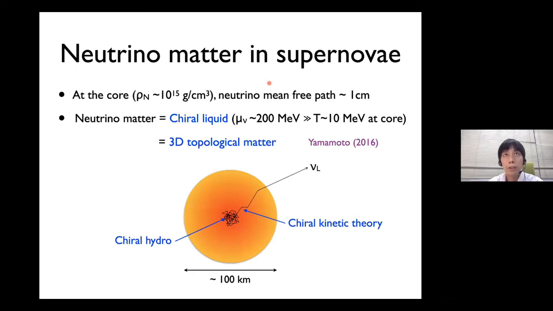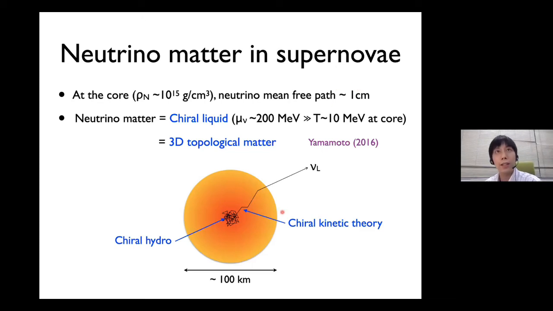We know that neutrinos are typically just free streaming, because they are only weakly interacting. But in the core of supernovae, the matter density becomes very high, so that the neutrino mean free path can be very short. In fact, according to the standard model of particle physics, one can estimate the neutrino mean free path to be of order 1 centimeter. And this 1 centimeter is still very large compared with the microscopic length scale, for example, the length scale considered in heavy ion physics.